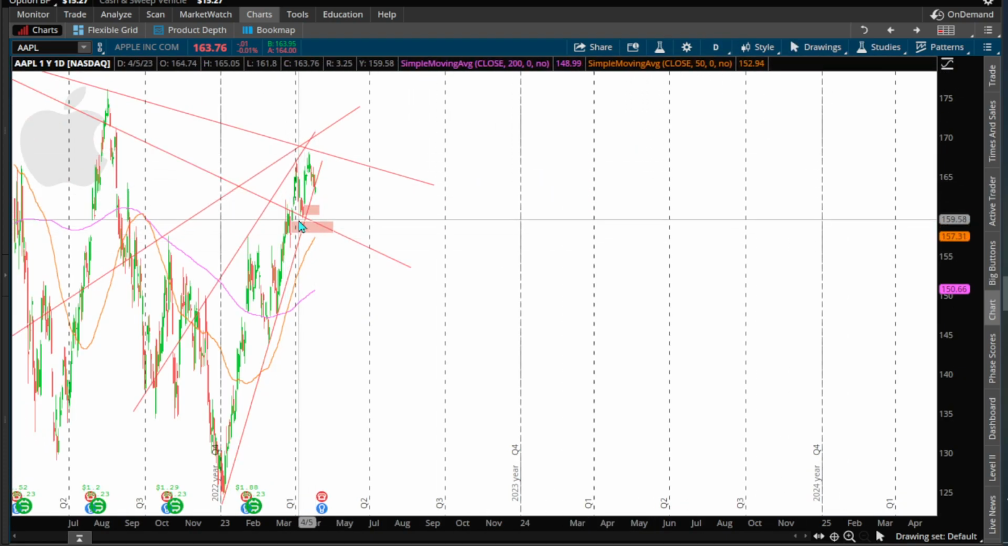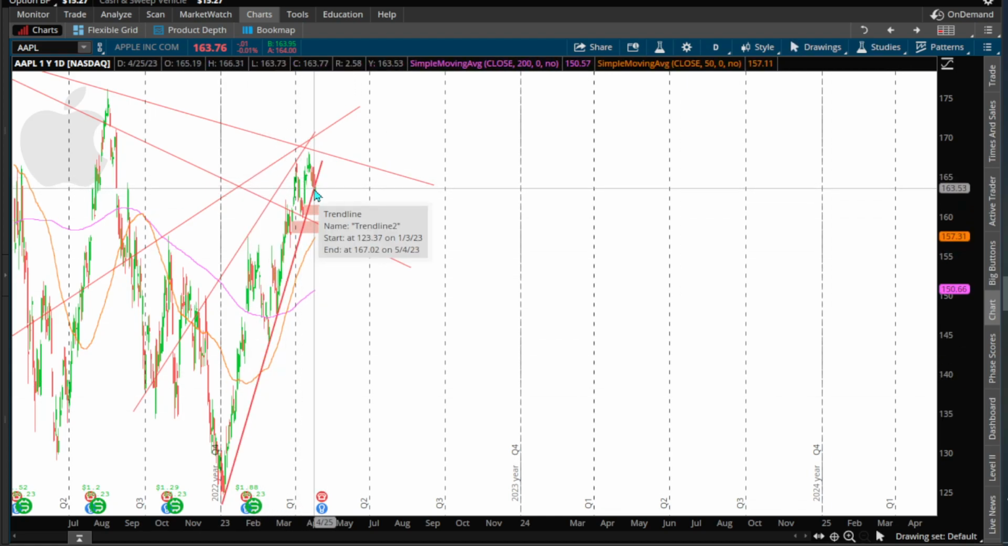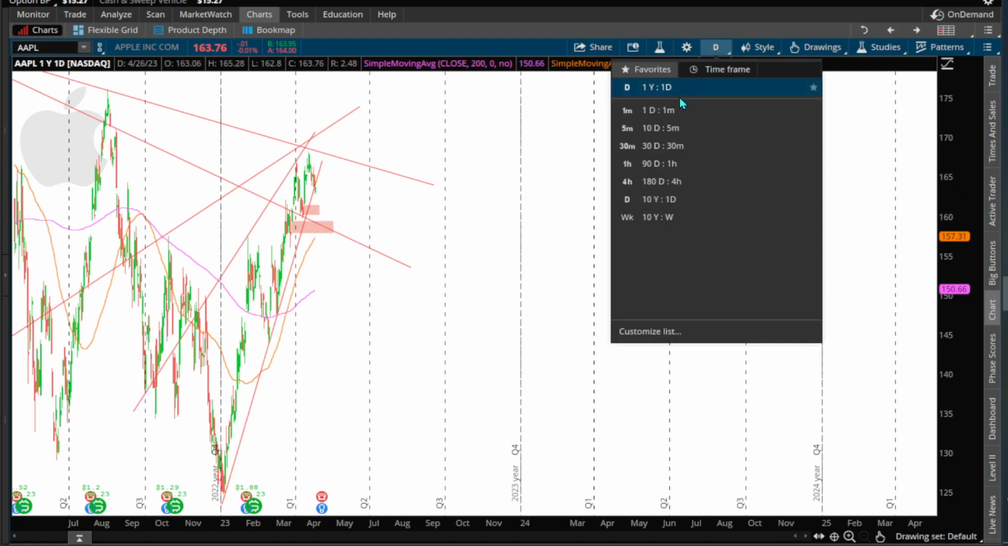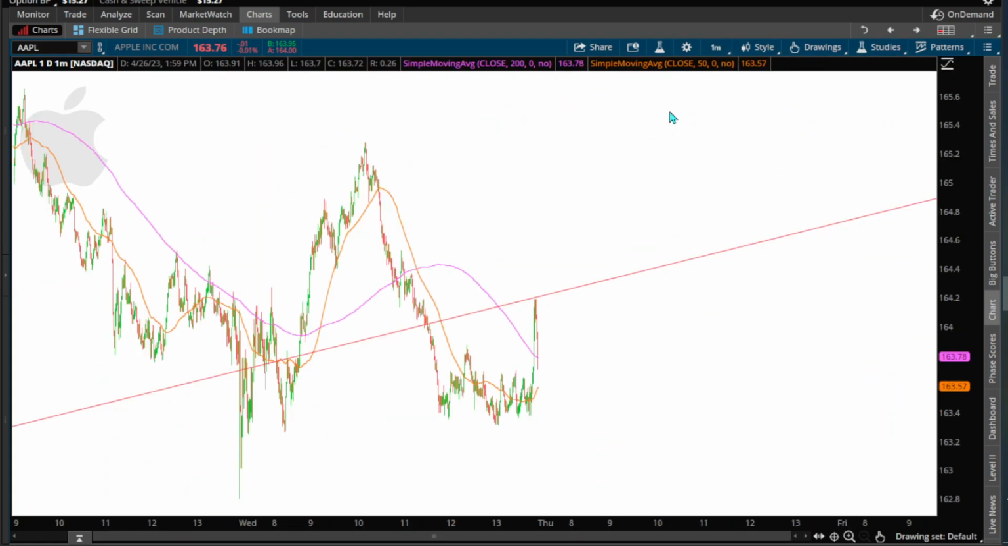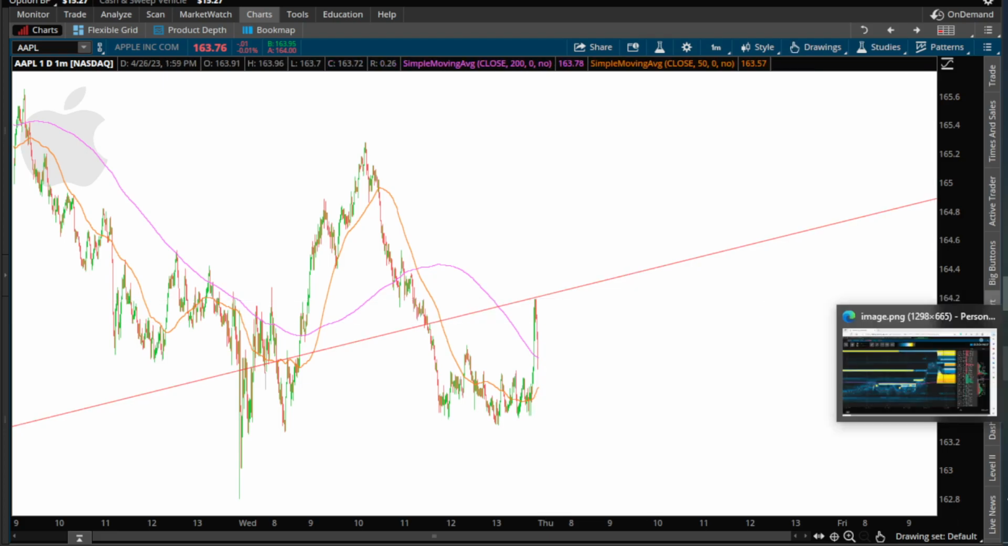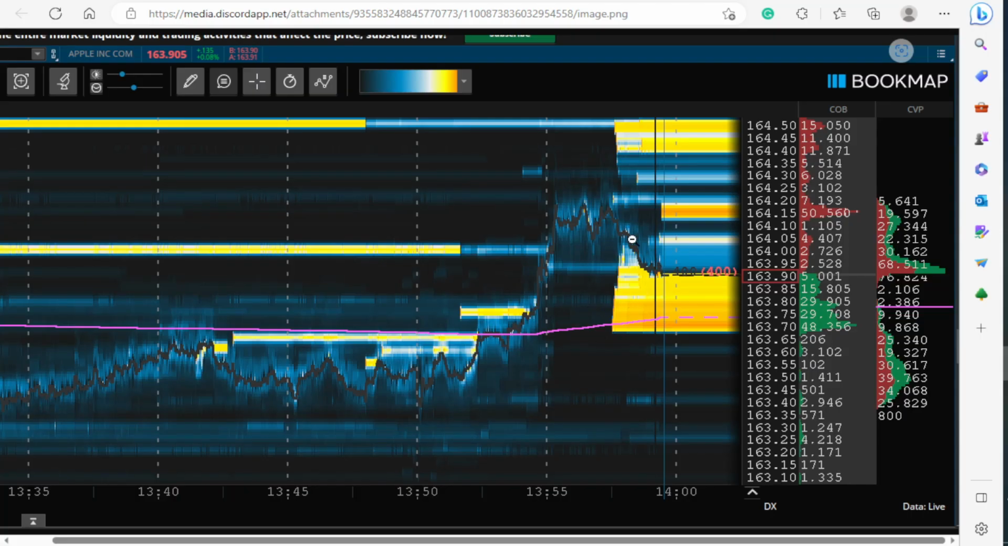As you can see, we're in this rising wedge structure right here, but notice that Apple is pretty much sitting right on this bottom structure. Now let's go over to the minute chart. If I go to the 1 day, 1 minute, you can clearly see what's going on here. That trend line that we saw earlier, this is what's going on. You can see a very clear rejection that we had at the end of the day. Now, what did Bookmap look like on Apple at the end of the day? I actually took a screenshot of this so you can clearly see it.